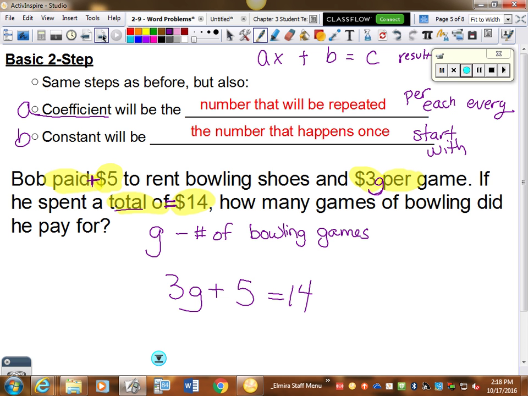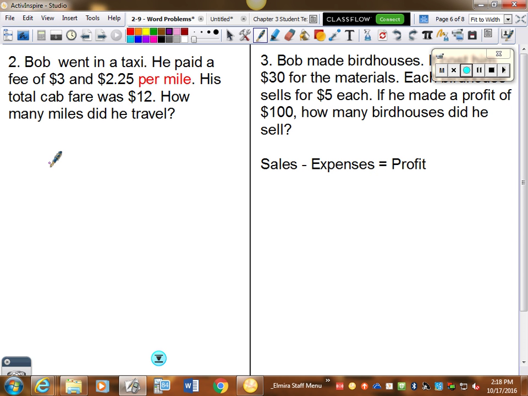All right, let's look at another word problem. Let's break it down. Bob went in a taxi. He paid a fee of $3 and $2.25 per mile. His total cab fare was $12. How many miles did he travel? All right, what are we trying to figure out? We're trying to figure out the number of miles traveled.